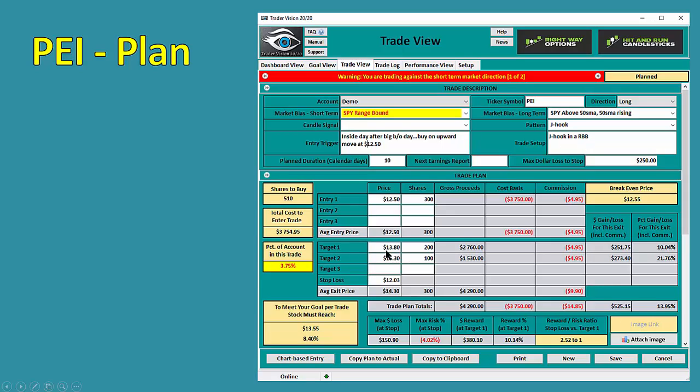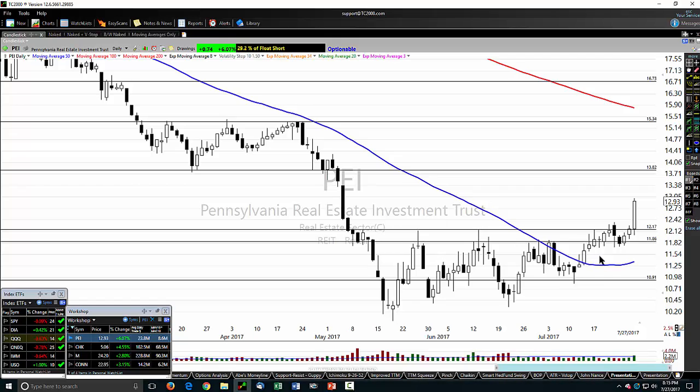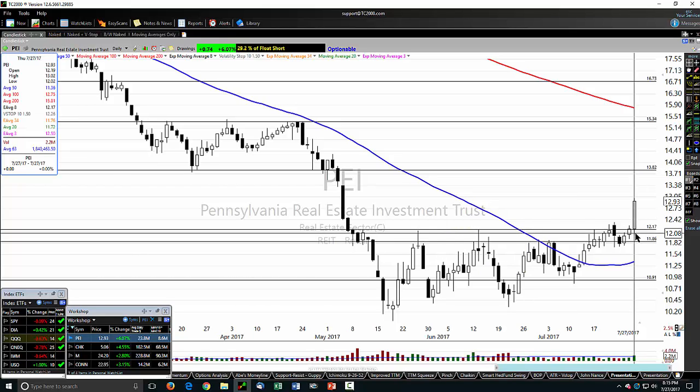My first target, I put 1380, which is a few cents less than that resistance line that I had drawn there. The second target is about 15.30, which again is a few cents, a nickel, less than that resistance level that I saw there. I used a 1203 stop, which is down below this line that is now acting as support. At least that's certainly my hope.